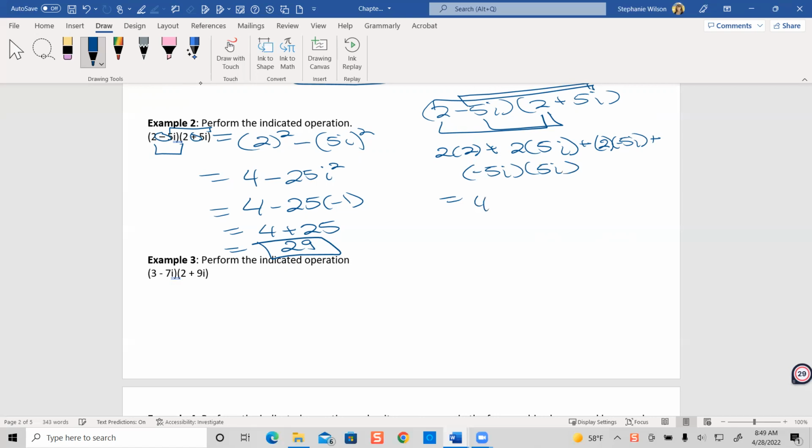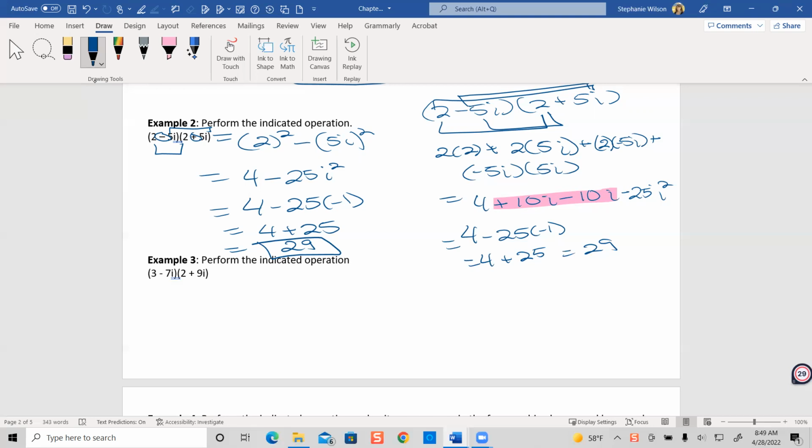All right, so 2 times 2 is 4. 2 times 5i is positive 10i. And 2 times a negative 5i is negative 10i. Negative times positive, so 5 times 5 is 25, i squared. Now I got 4. What happens? The middle goes away. 10 minus 10, right? That goes away. Now I got 25 times negative 1, which is 4 plus 25, which is 29. So if you need to use this long method, go for it, okay? If this makes sense, then use the shortcut.